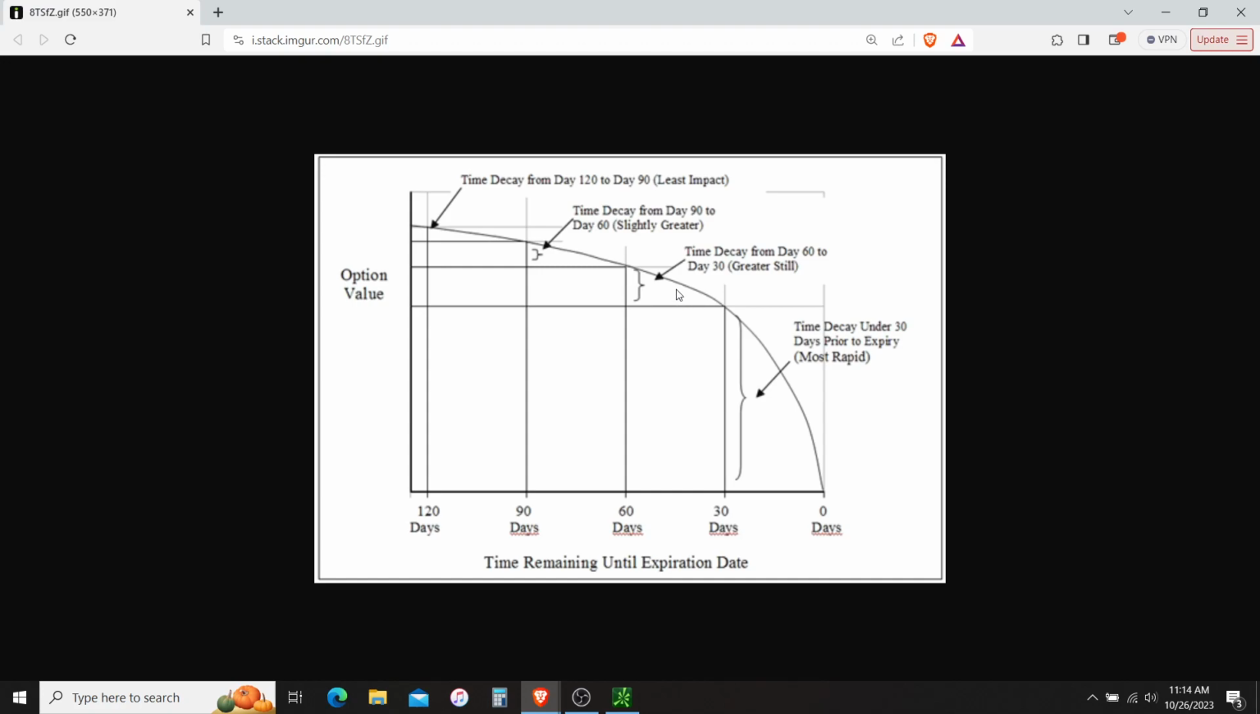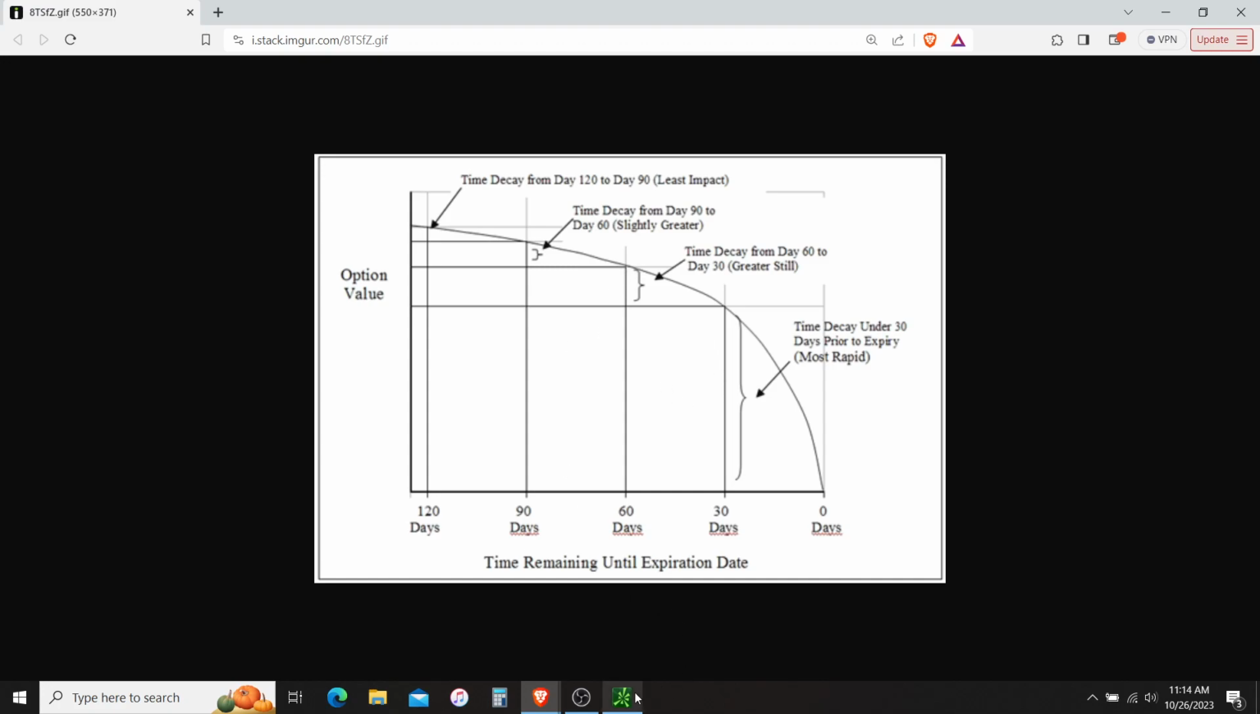So the common wisdom is you want to sell generally between 30 and 45 days or so into the future. The reasoning behind that is that's when the time decay really starts to take effect. If you sell 3 or 4 months into the future, it'll take a long time for the premium to decay.